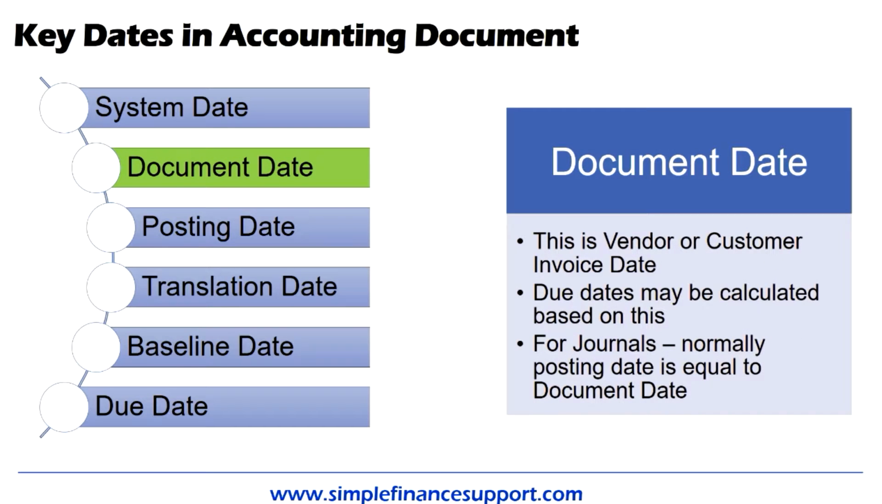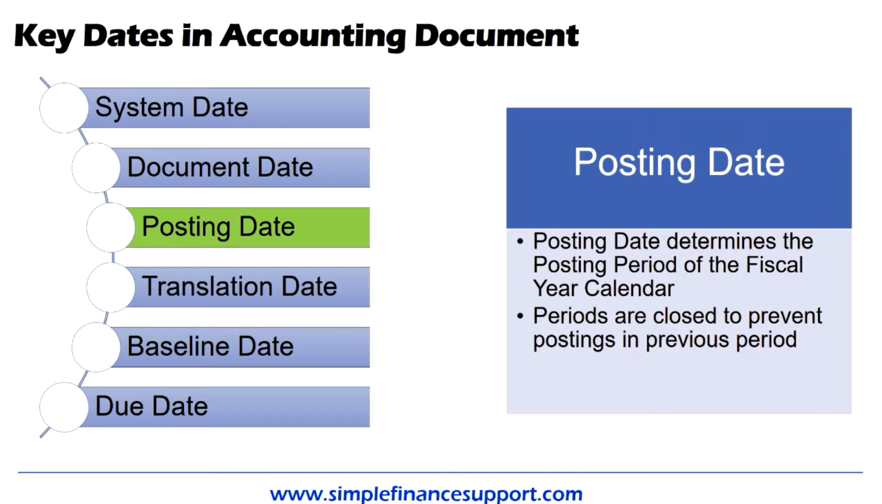So the document date is typically an invoice date for vendor and customer invoices, and this date also is like a posting date for accounting journals. The date on which the document is issued is what you can call as a document date. Typically the posting date and document date will be same for typical accounting journals, and due date may be calculated for vendor and customer invoices based on this particular document date.